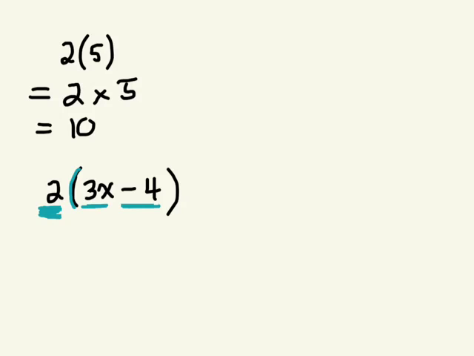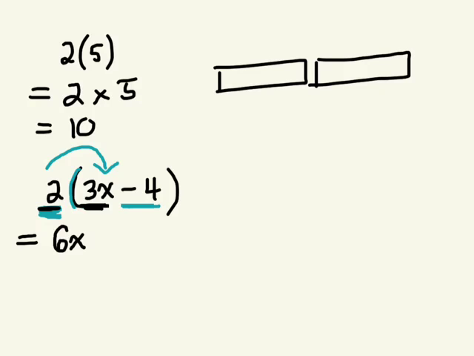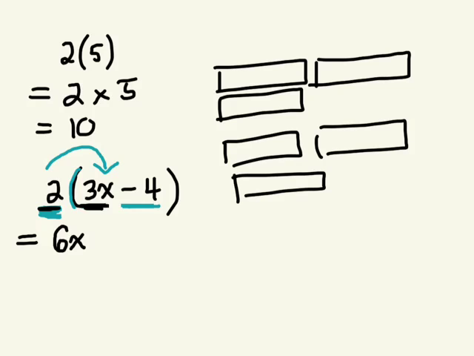I'm taking this 2, and I need to multiply it first by 3x. So first thing we want to do, we have 3 x's, and I'm doubling it. I'm multiplying it by 2. 2 times 3 is 6. So I have 6x. Think of it like, here are my x's. I have 1, 2, 3, and then I'm doubling it. I'm multiplying that by 2, so I have another 1, 2, 3. Altogether I have 1, 2, 3, 4, 5, 6 x's.